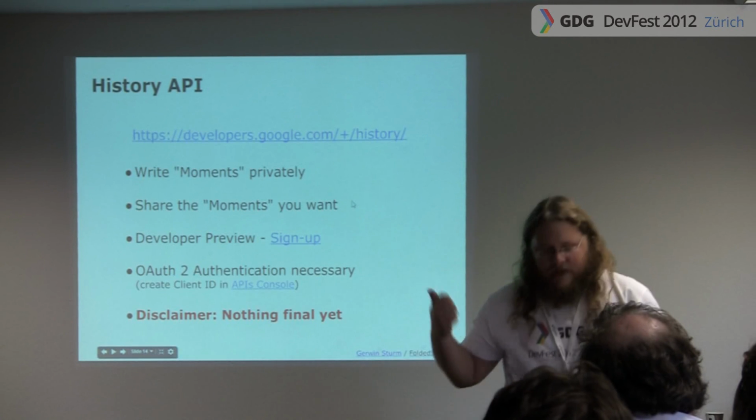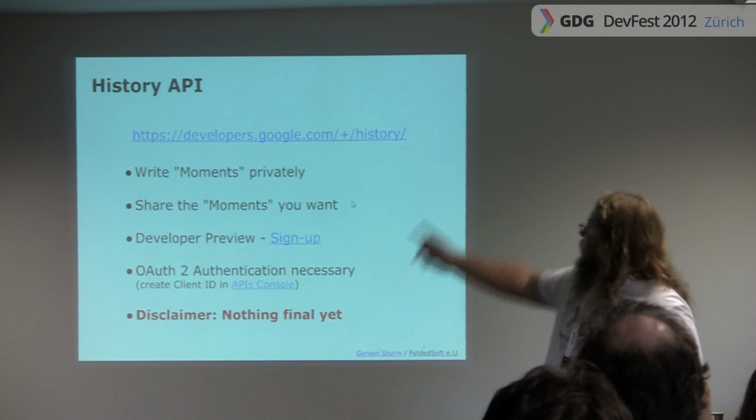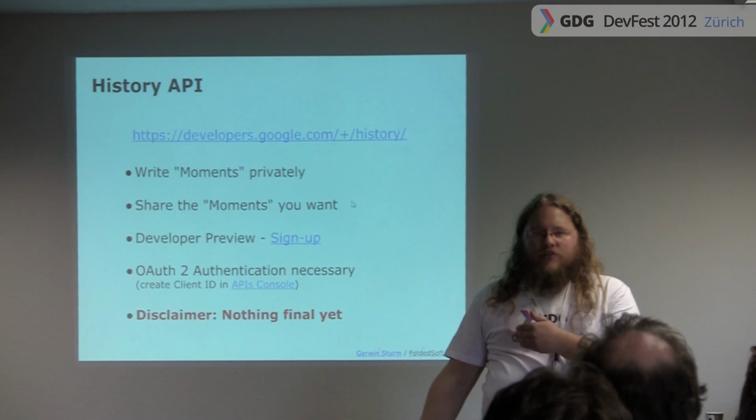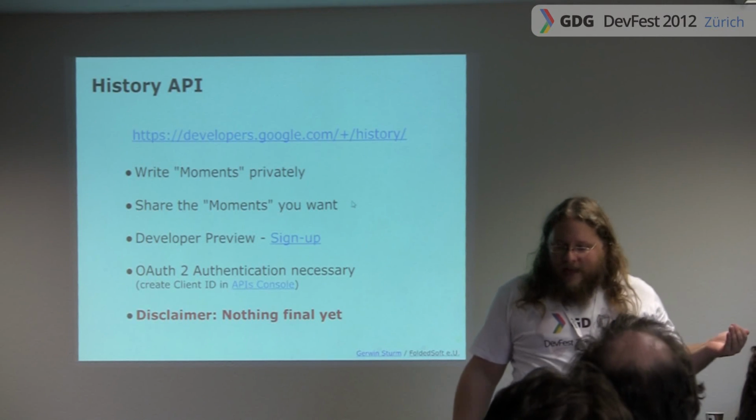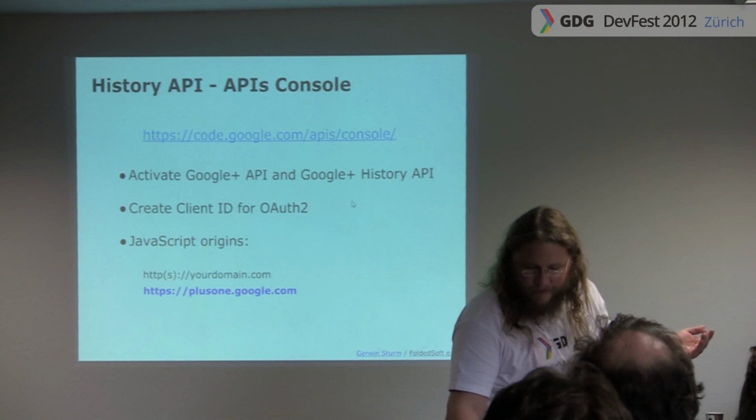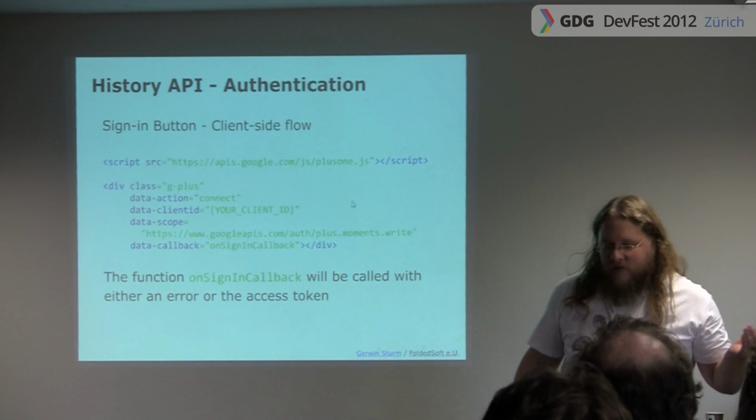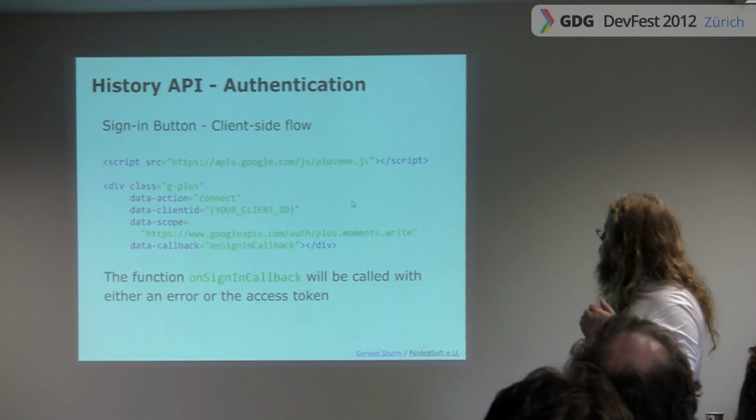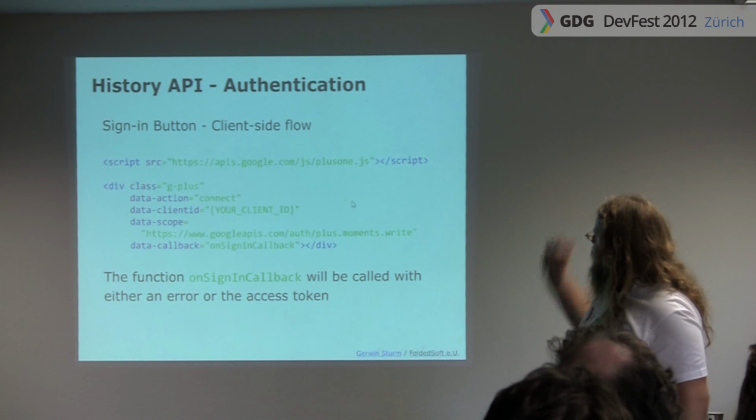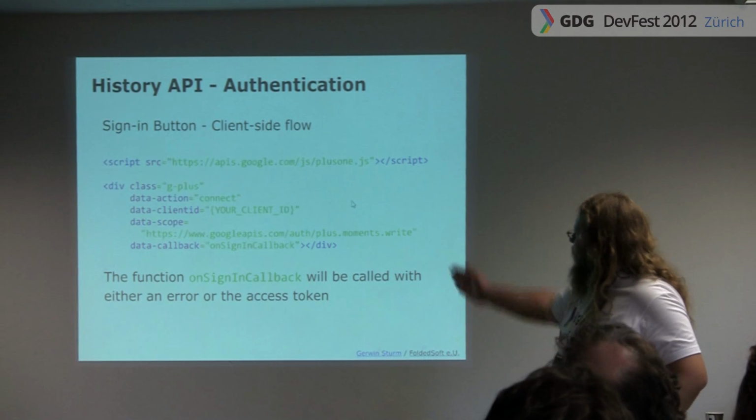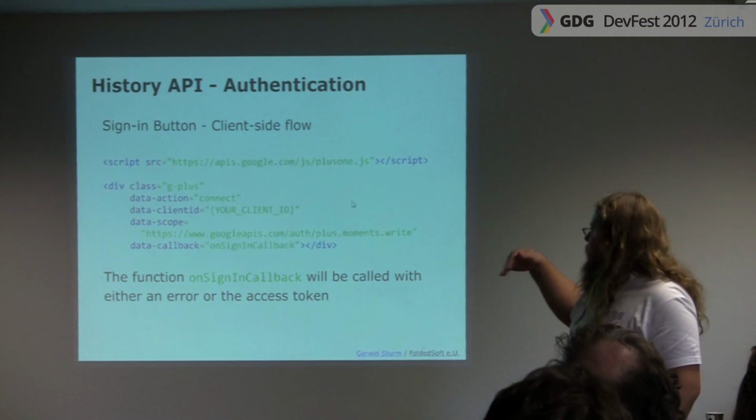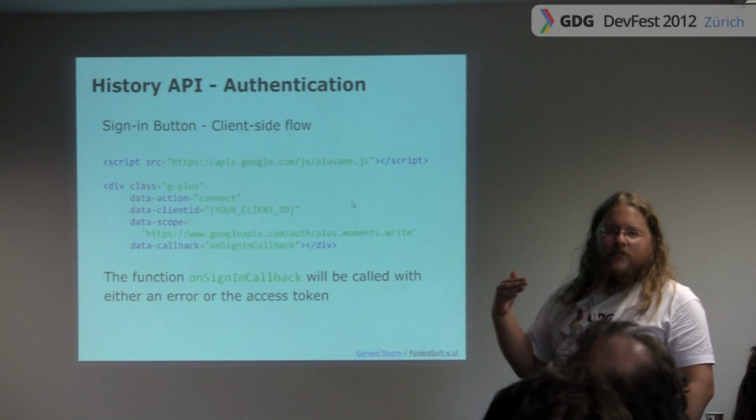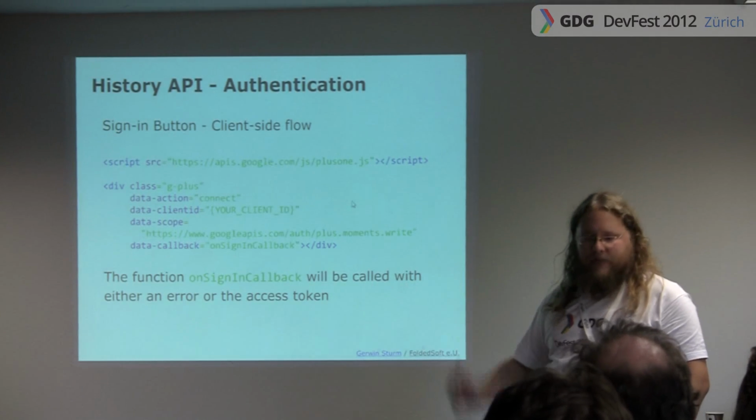At the moment you have to sign up for the developer preview at the URL above here, and then because this writes to a specific user, you need to use the authentication workflow. To make it easier, Google has created a simple sign-in button which takes care of the flow for you. If you decide on a client-side flow, you just define some HTML and include a JavaScript. Then you enter your client ID, which you get on the console. Then you define a callback function in JavaScript, which will retrieve the access token. Then you can use this access token to write to the API.